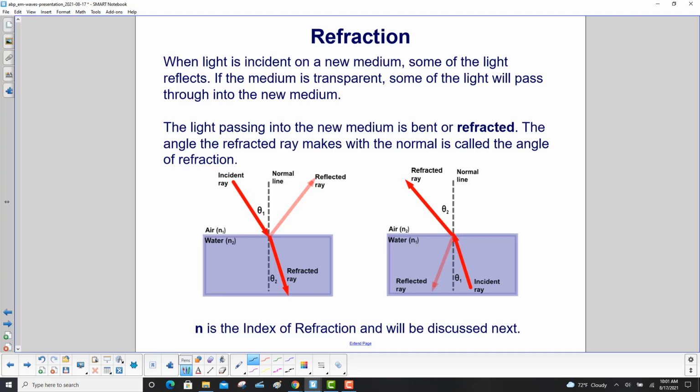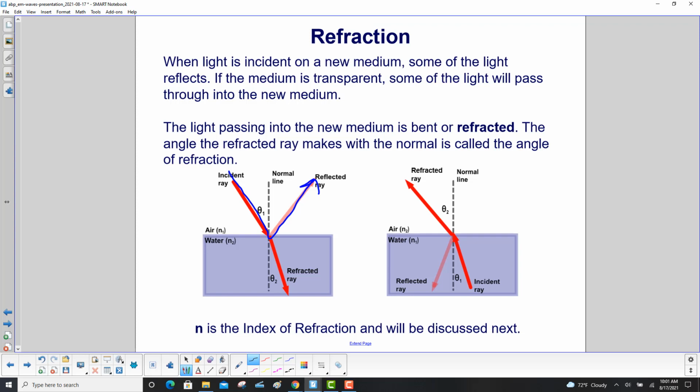When light is incident on a new medium, some of the light reflects. If the medium is transparent, some of the light will pass through into the new medium. And how much reflects and how much goes through is dependent on the materials, the media. So we'll do the easy part first. Incident ray hits here, reflects with the same angle, okay? So that's going to be our reflection. Now, what's happening when it goes through the water?